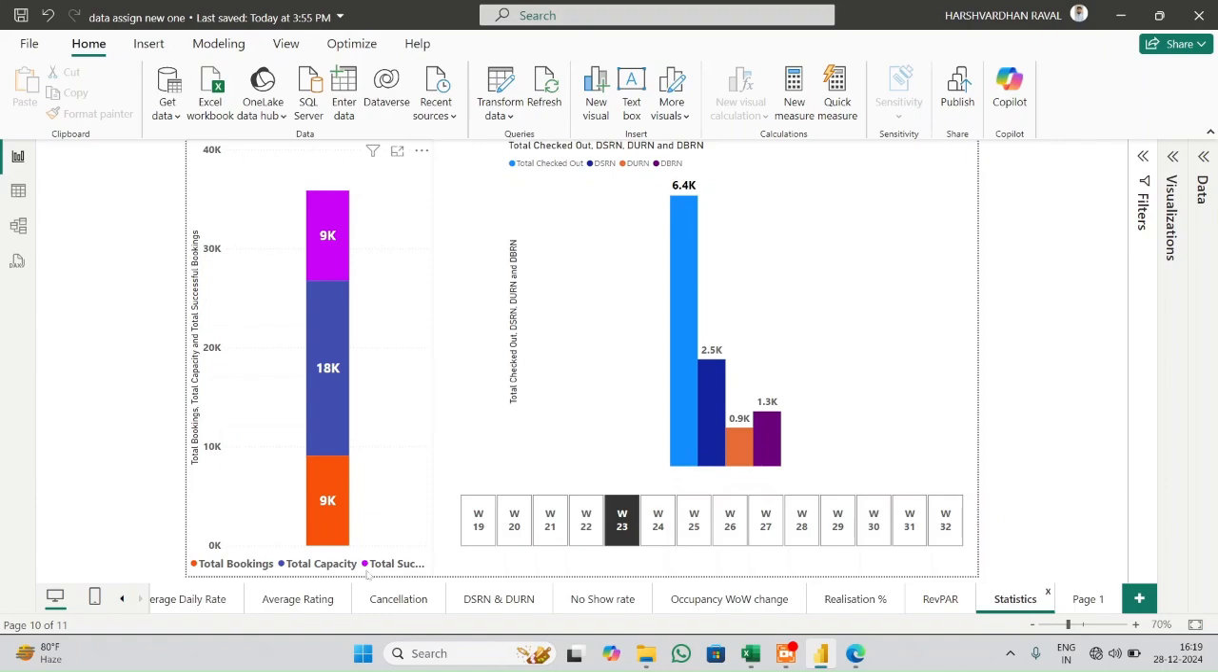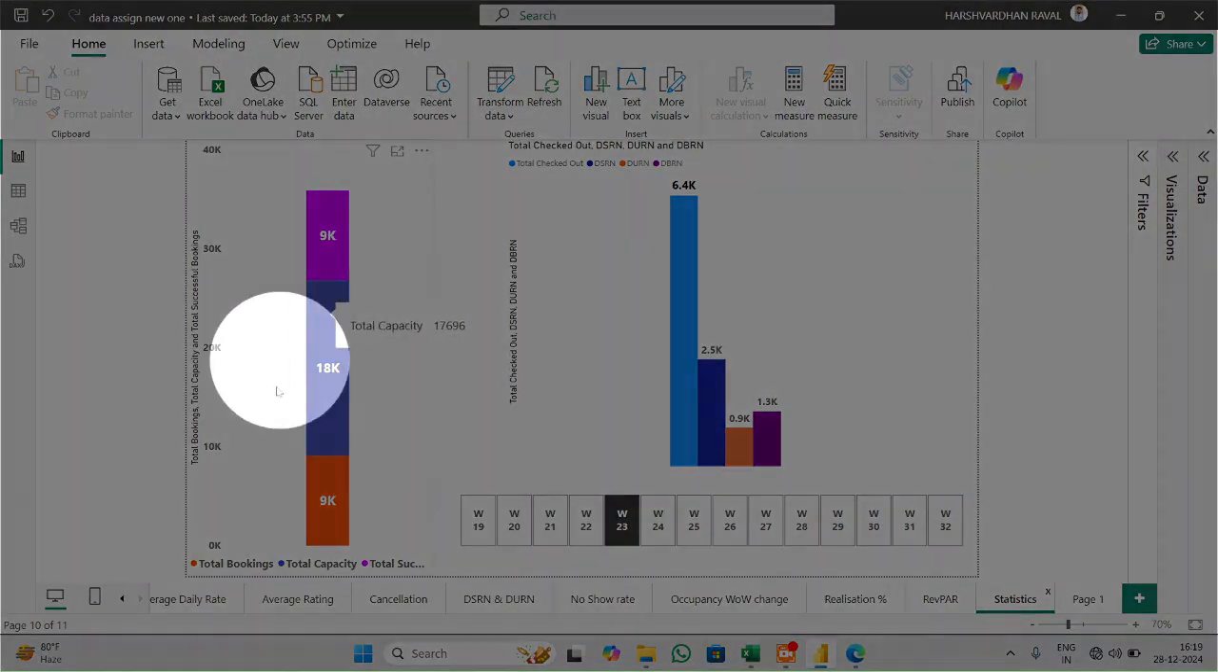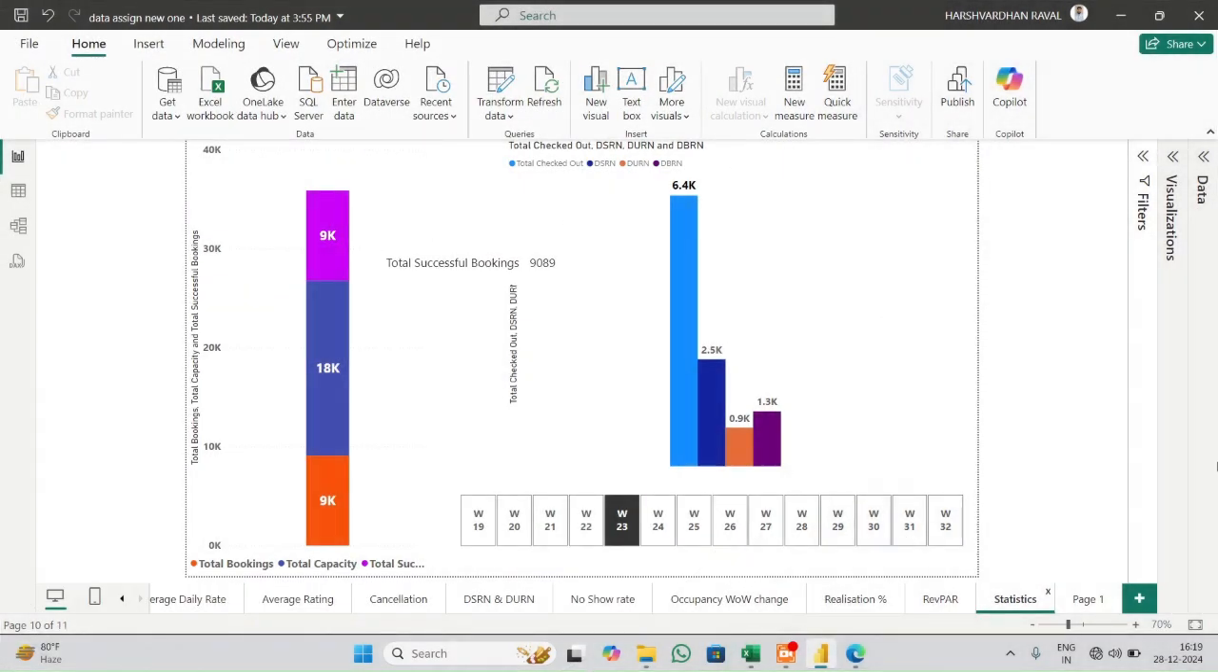So this is the only number which generates the revenue for the industry, and generally total capacity is 18k. What we can see is that total capacity is 18k, but total successful booking is only 9k. It tells us that only 50% of the total capacity is utilized by the customer. The hotel is doing, I think, a very bad job, because 50% occupancy, 50% revenue generating activity is not good, because 50% of your rooms are not utilized by the customer.